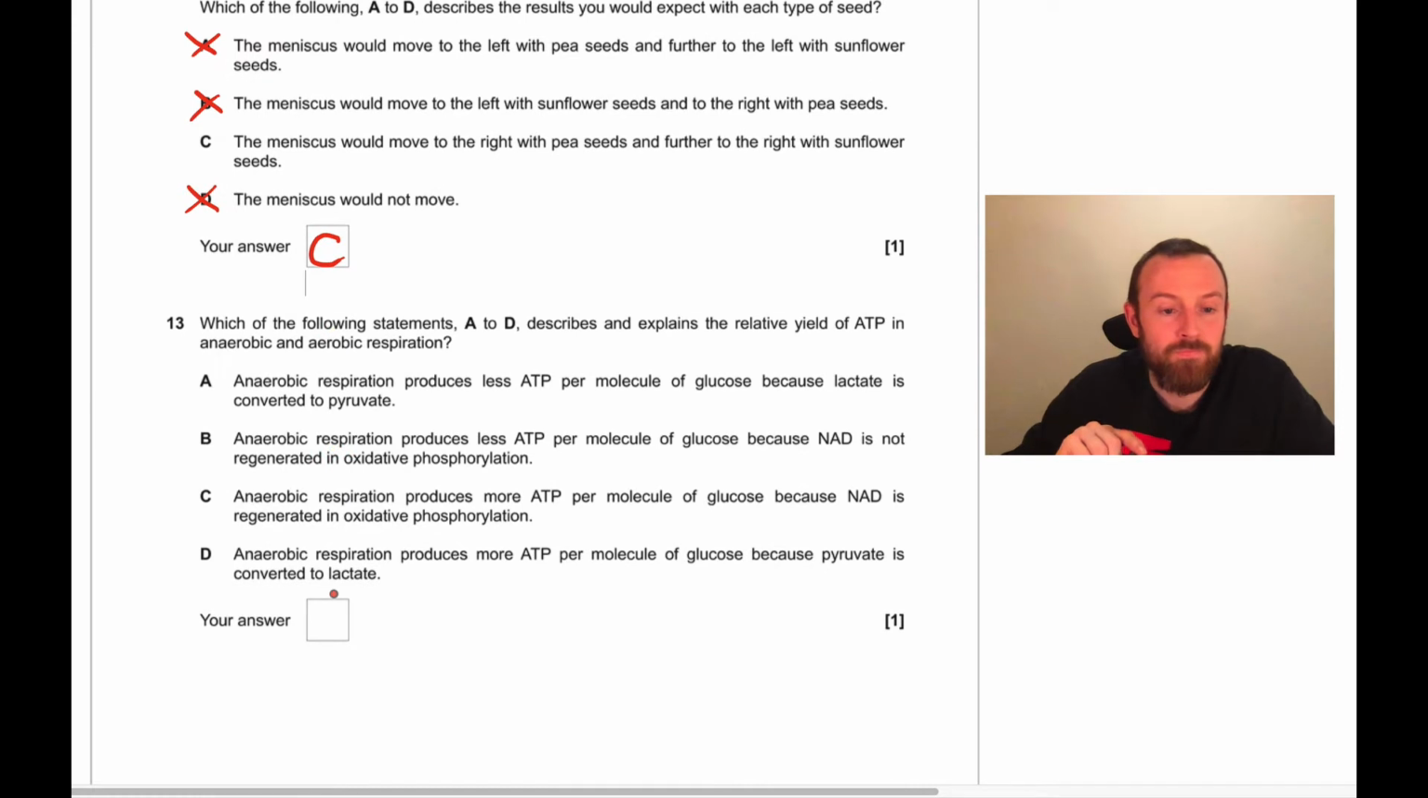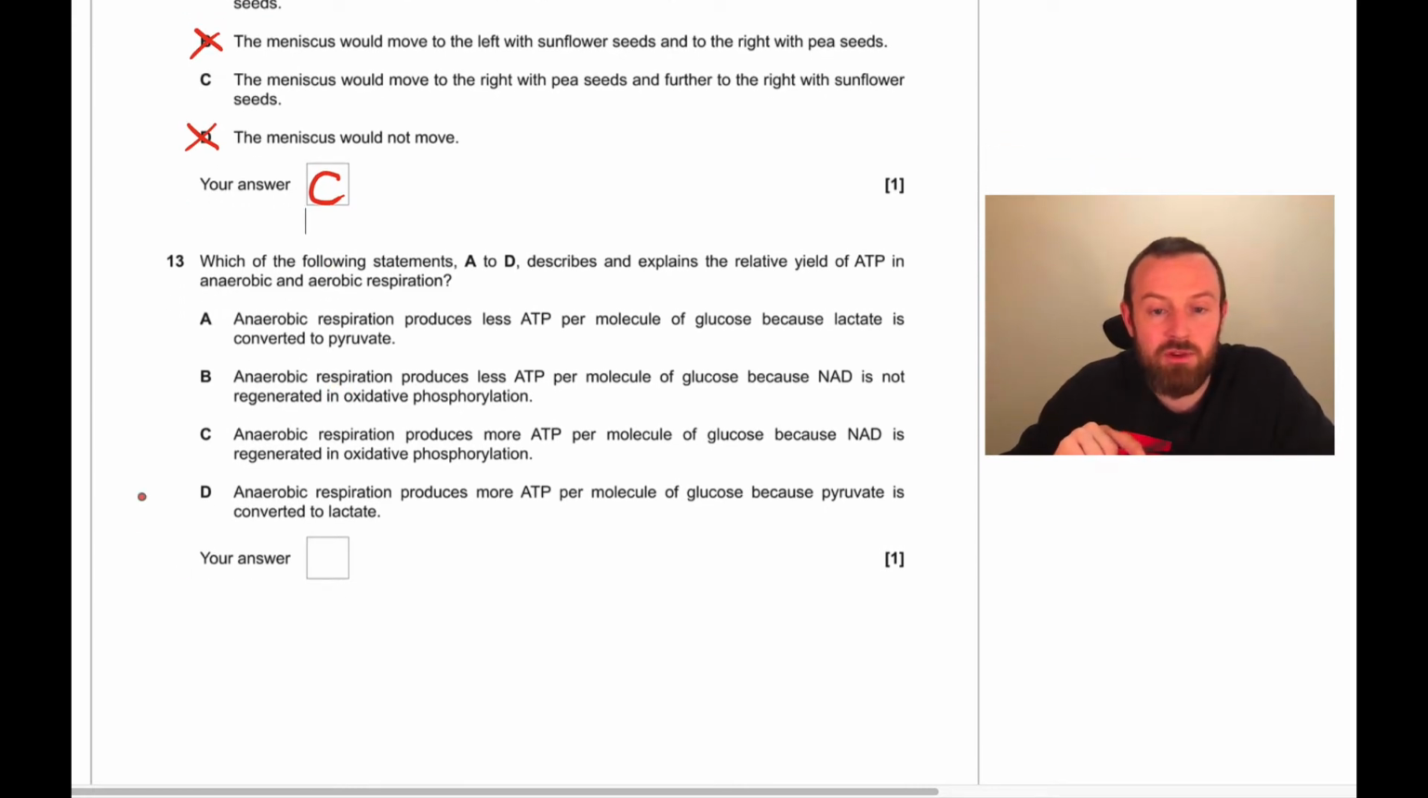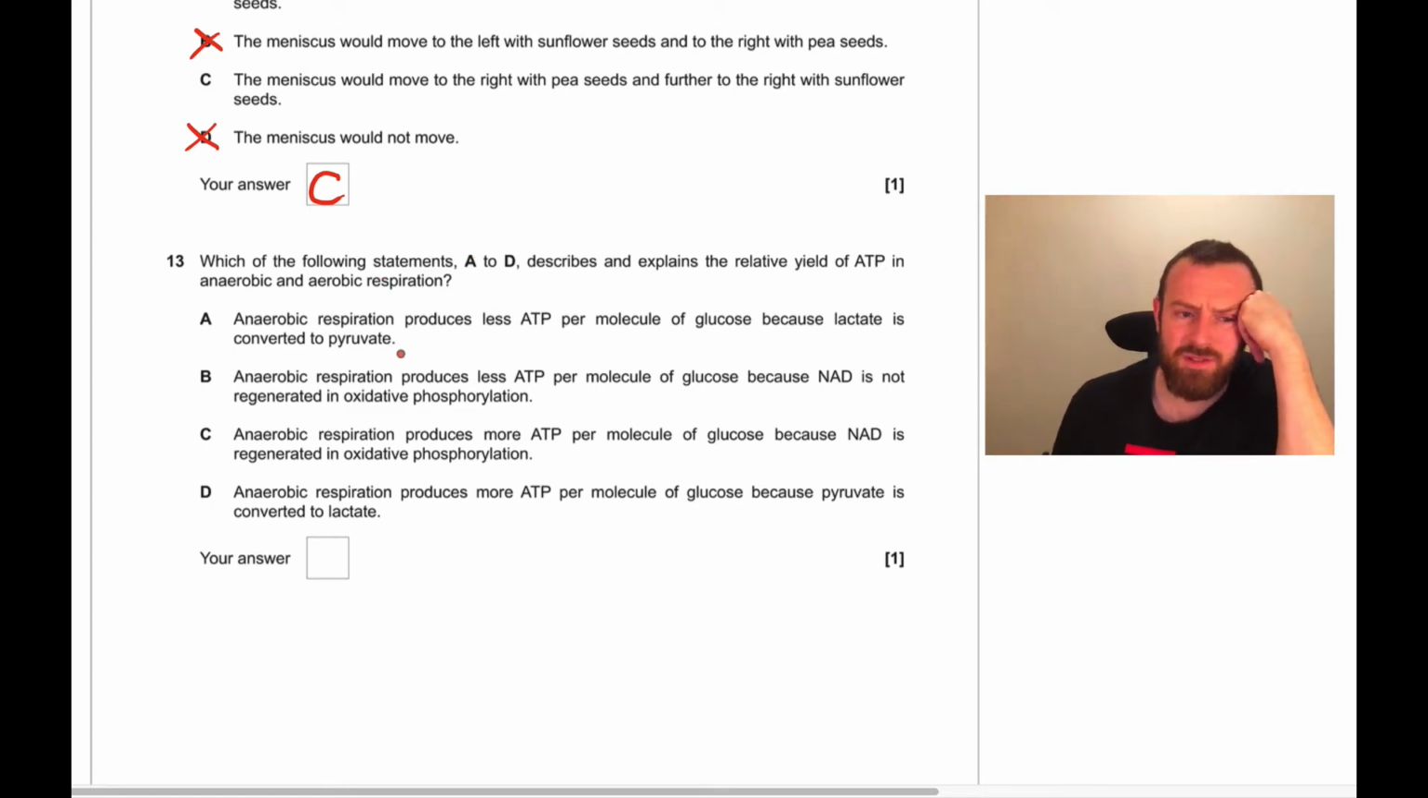13. Which of the following statements, A to D, describes and explains the relative yield of ATP in anaerobic and aerobic respiration? Okay, relative yield. Anaerobic and aerobic. Okay, aerobic respiration produces less ATP per molecule of glucose because lactate is converted. Okay, this is one of these questions. Describes and explains. So it has to describe and explain it. Okay, this is correct. Describing produces less ATP. But is it explaining? Because lactate is converted to pyruvate. I don't think that's really the answer. That's not really the explanation. So I'm going to say no for the explaining.